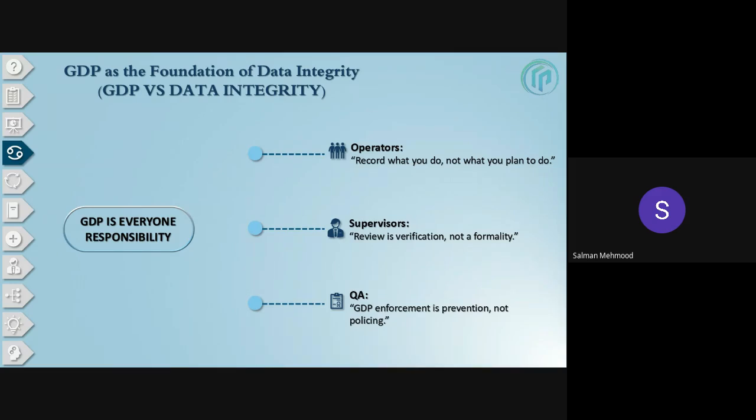And if the QC analyst delays recording results, that's also a GDP issue. Similarly, if a supervisor signs without verifying the data, that's also a GDP issue. So, in reality, every person who touches the data is the guardian of data integrity.